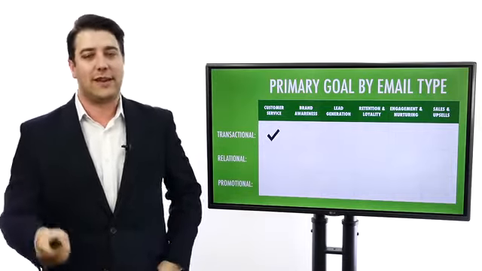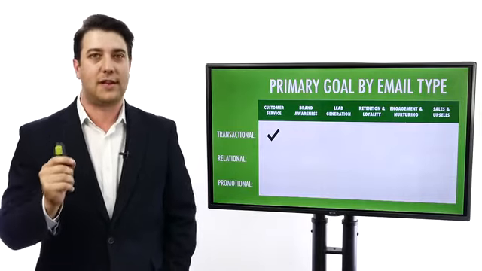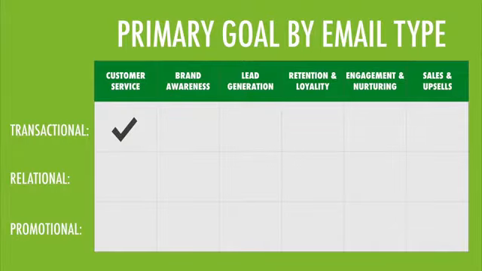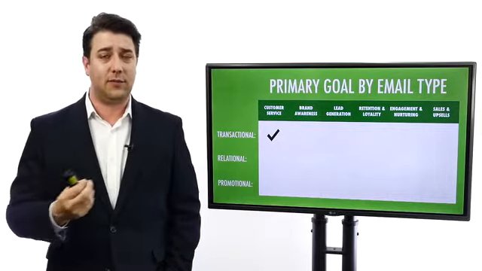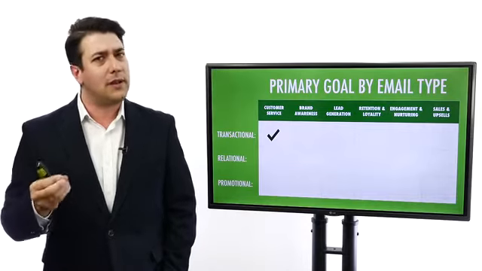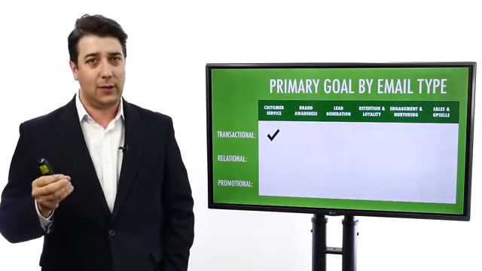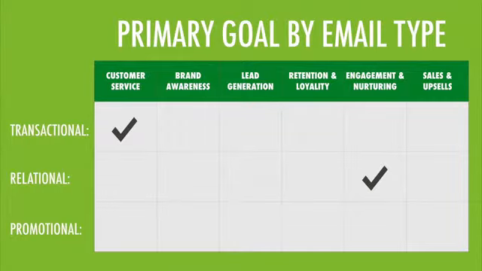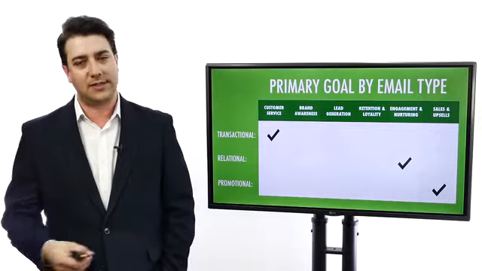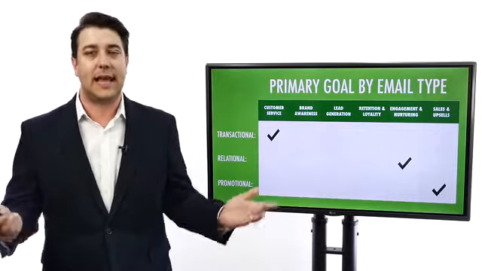So obviously with transactional emails, the primary goal is customer service, is delivering the thing which the customer requested, whether it's an order confirmation, an invoice, a shipping confirmation, right? Really, if you break down the reason for these emails to occur, it would be customer service. Now, relational emails, their primary goal is to increase engagement and to nurture your subscriber base. And promotional emails, well, obviously the primary goal of a promotional email is to generate sales, upsells, or cross-sells. And that's it, right? It's that simple.